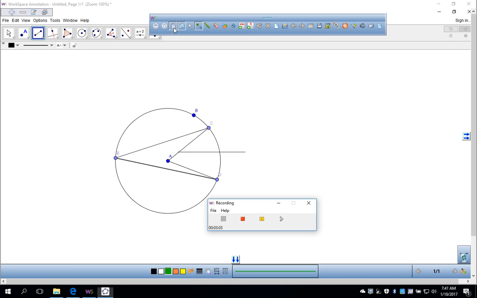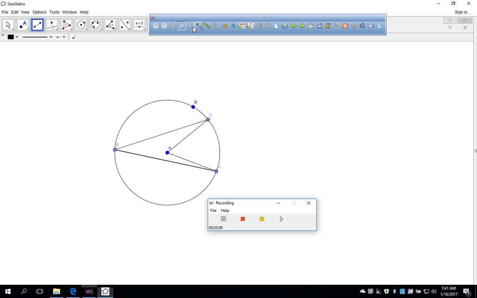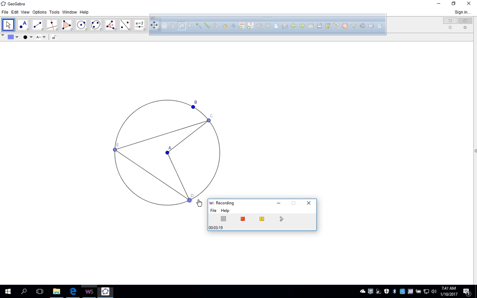Now I just want to drag things around and make sure everything stays. See that this stays a central angle, and this stays an inscribed angle. And I can move all those points. Can you do that to your picture?